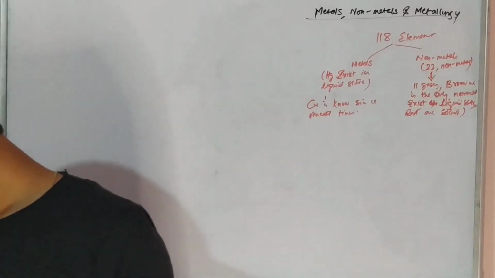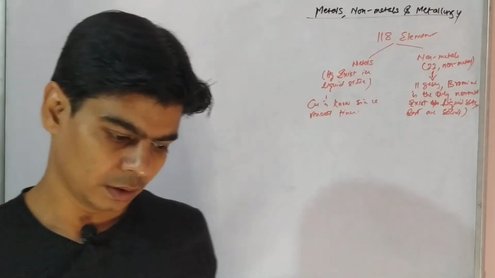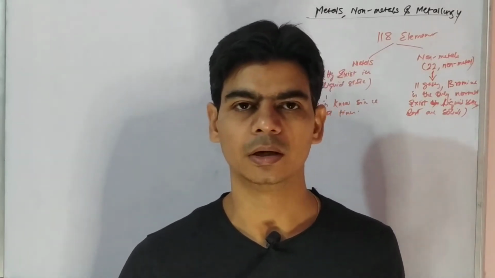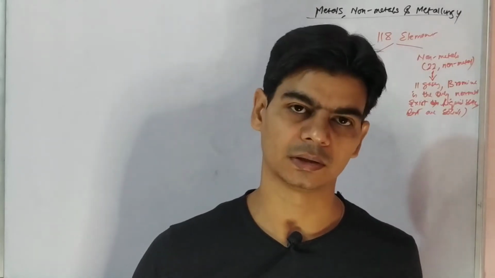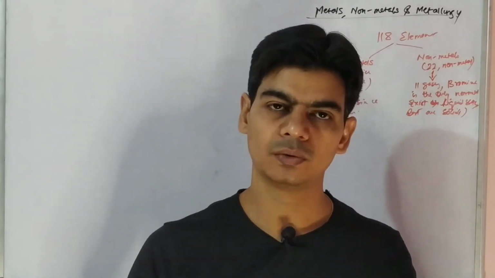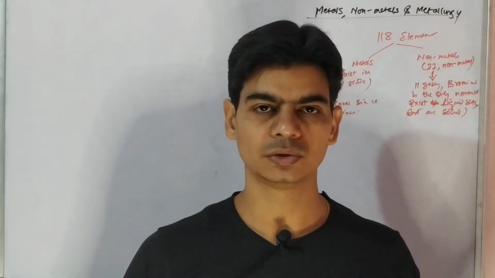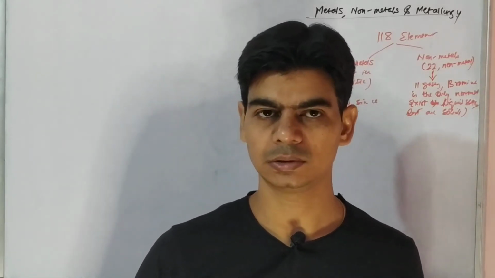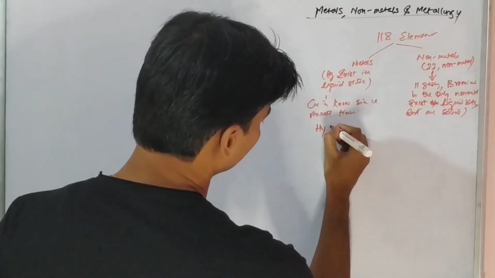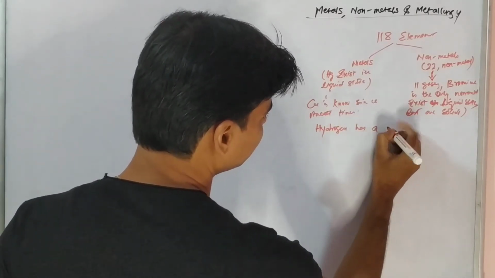Now if we talk about hydrogen, we are studying metal and non-metal. Is hydrogen a metal or a non-metal? We know hydrogen has a dual nature. It can act as a metal, it can act as a non-metal. But in the periodic table, if you see, hydrogen is placed with alkali metals. Why? Because same as alkali metals, hydrogen can also lose its outermost electron to form a cation. So I'll write it over here: hydrogen has a dual nature.